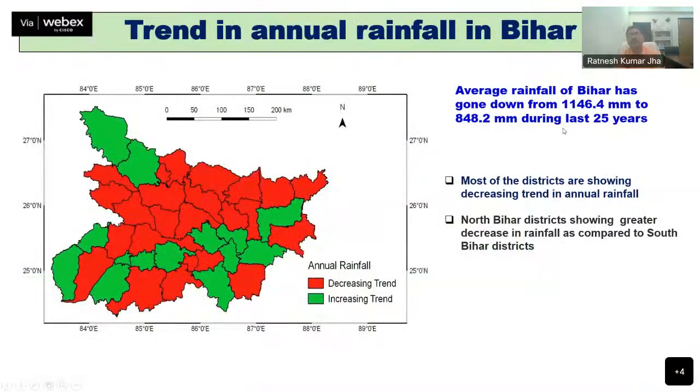Now this is again trends in annual rainfall. And you see that the average rainfall of Bihar has gone down from 1114 to 848 in the last 2 years. It is generally observed that North Bihar districts are flood prone and South Bihar districts are drought prone, but this is not so. You see that most of the North Bihar districts now have a decreasing trend in rainfall and there is an increasing trend in South Bihar. So the situation is just reverse now.